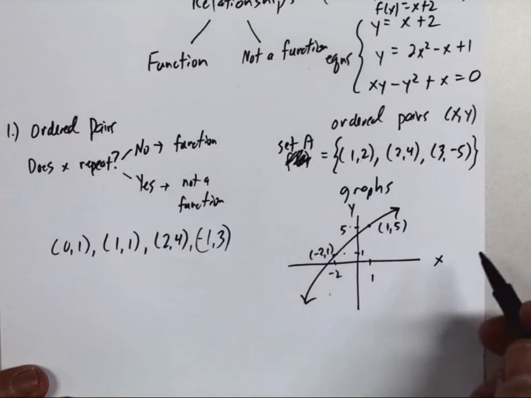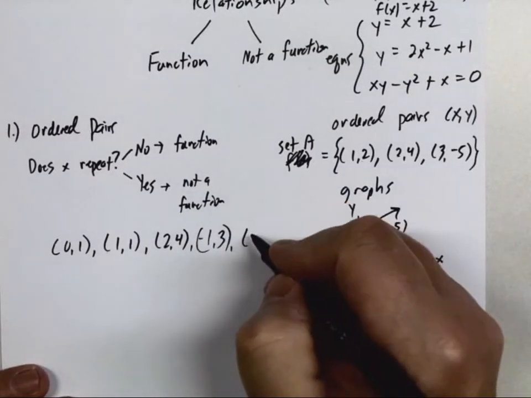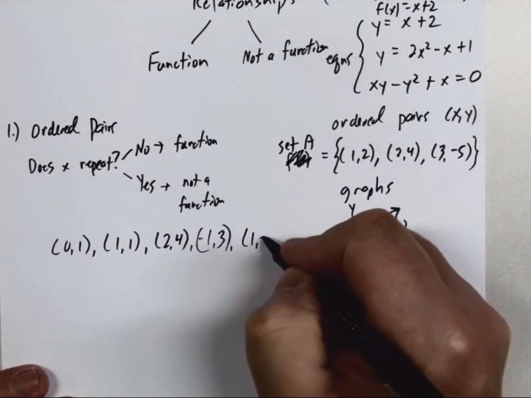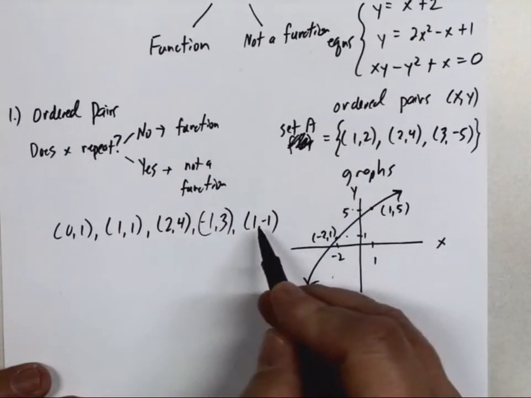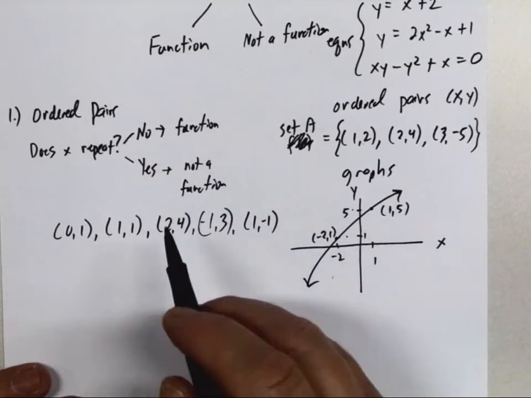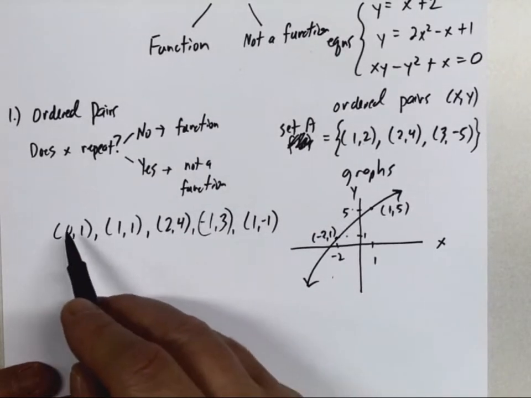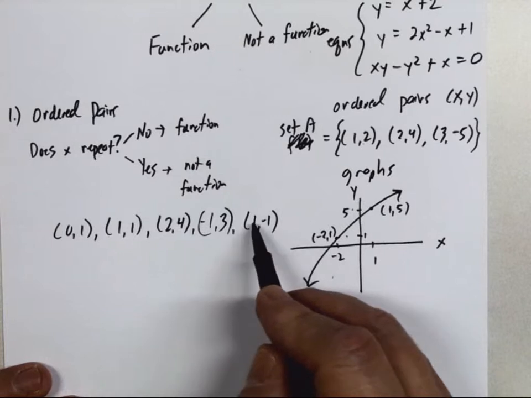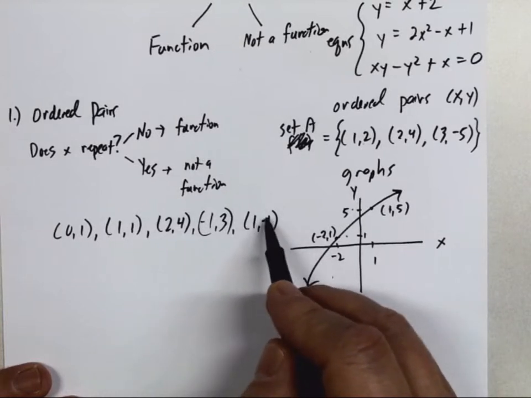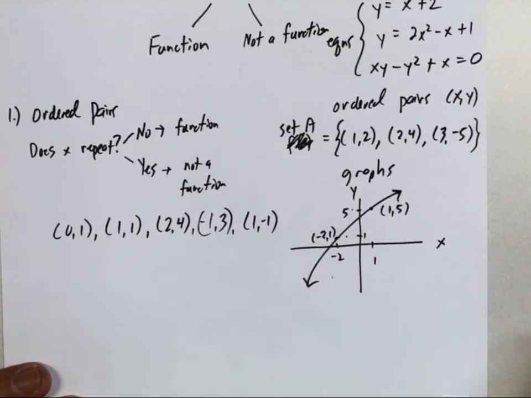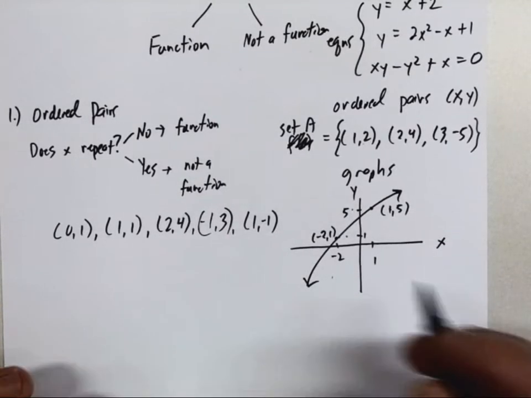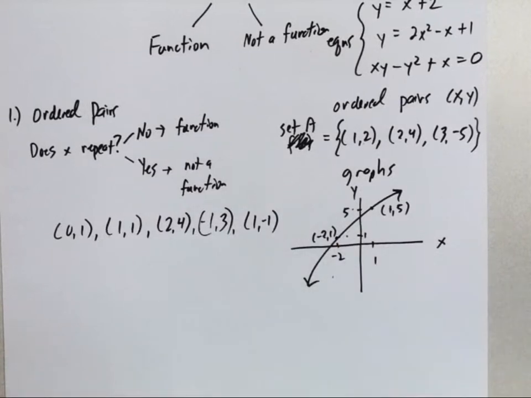This is a function. However, just for fun, what if I added a 5th ordered pair, and then I said, is this a function? Once again, you just look at your x's. 0, 1, 2, -1, 1. Then I notice this ordered pair and the second ordered pair, x is 1 for both. So this now is not a function. Because x gets repeated, it's not a function.